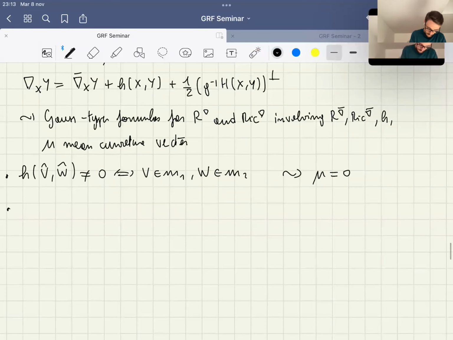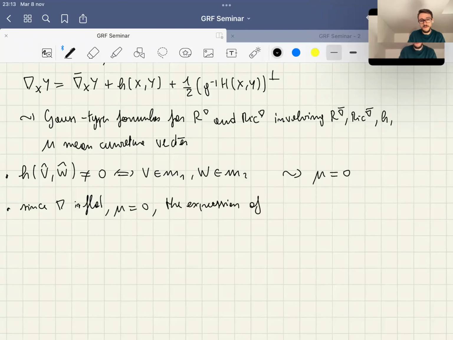And finally, once you get this, you recall that nabla is the flat Bismut connection on G cross G. The mean curvature is 0, and so the expression of the Ricci tensor of the Bismut connection induced by the pair overline G overline H on the manifold M simplifies and allows you to compute directly the expression and obtain that it is 0.